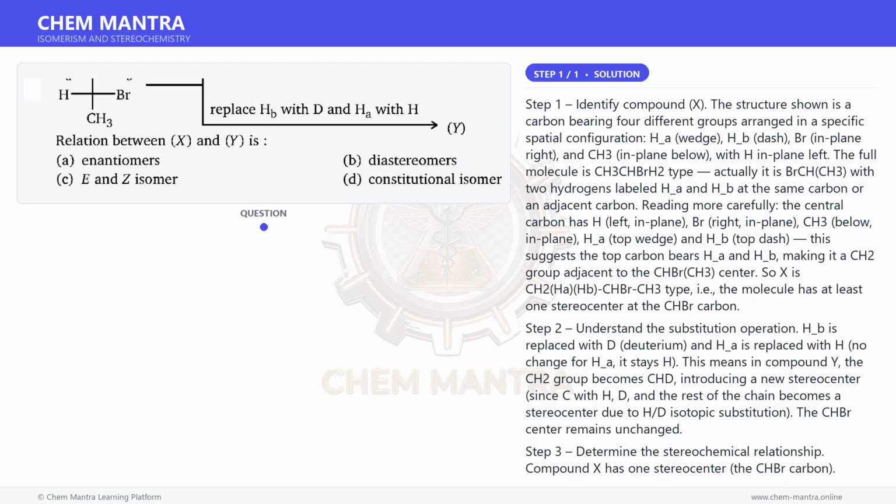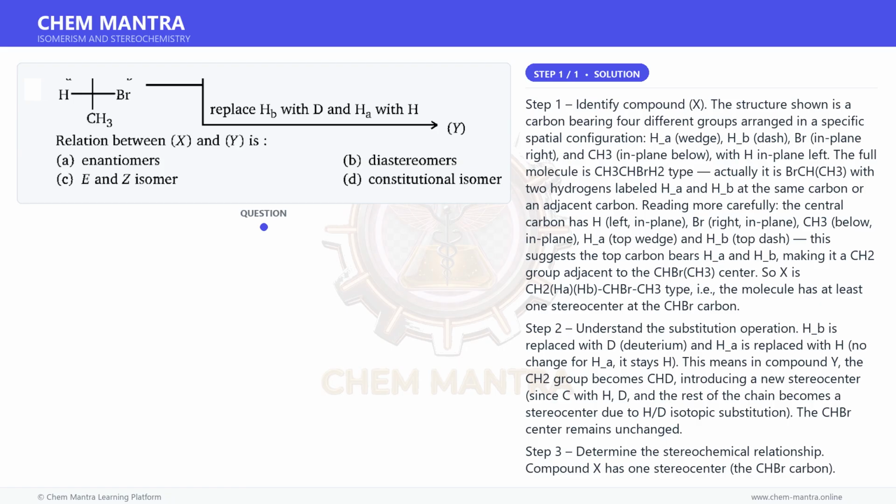A. Enantiomers. Enantiomers are non-superimposable mirror images with identical connectivity and same stereocenters. X and Y differ in the number of stereocenters, so they are not enantiomers. C. E and Z isomers require a double bond with restricted rotation, not applicable here. D. Constitutional isomers have different connectivity. X and Y have the same connectivity.